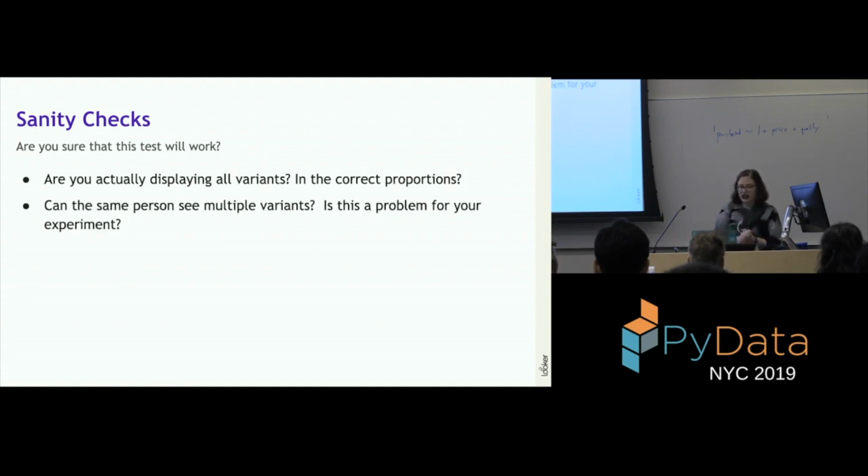Another thing I want to check is, can the same person see multiple variants? And is that going to be a problem for this experiment? So the classic example of where this is really bad is, suppose you're doing a pricing test, and some people are going to see a 10% discount, some people are going to see a 20% discount. People are going to be kind of upset if on two different days they see two different prices. The classic example is people get really, really mad when they see the airline prices change.